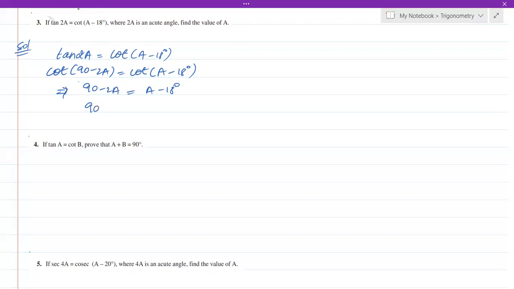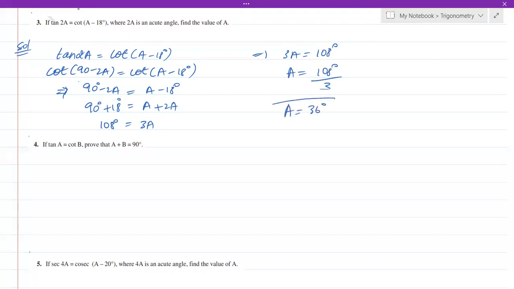So 90 minus 18 to the other side will become plus 18. A as it is, minus 2A to this side will become plus 2A. 90 plus 18 is 108. So A plus 2A is 3A. 3A is equal to 108 degrees, which implies A is equal to 108 degrees divided by 3, which implies A is equal to 36 degrees.